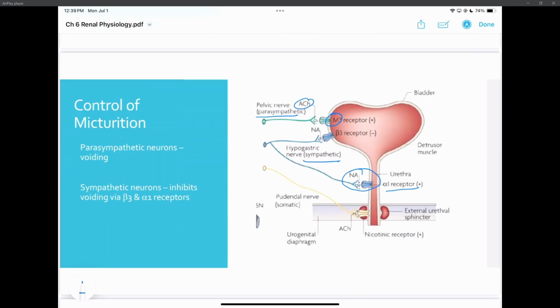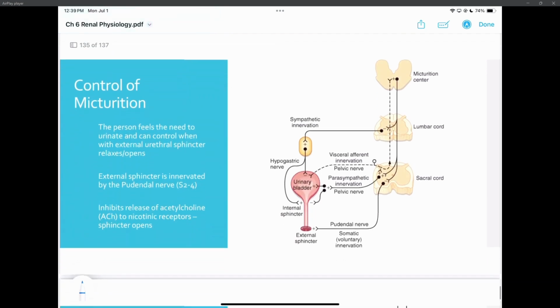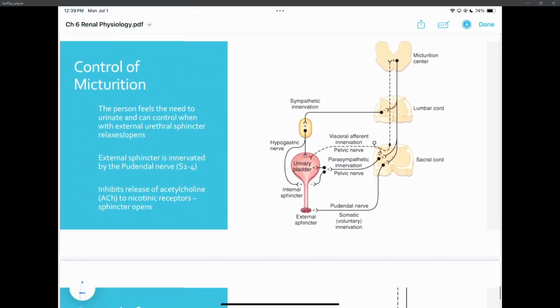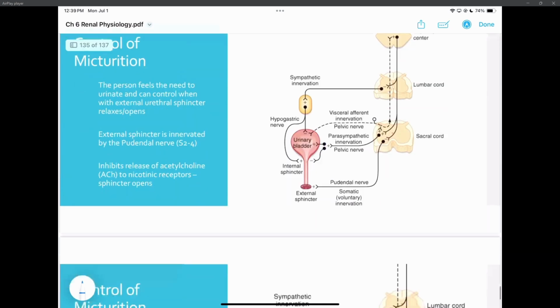And then lastly, again, our pudendal nerve, so it's somatic, and that controls our external sphincter. Okay, so again, you feel the need to urinate, you can control the external sphincter, the internal one is under sympathetic and parasympathetic control. Everything just repeats itself.